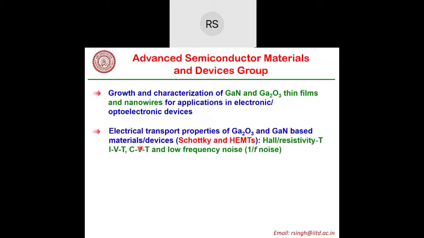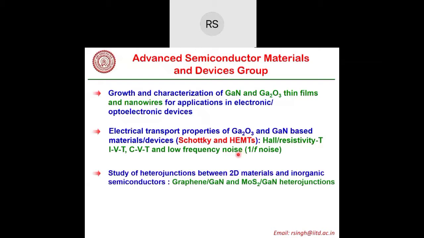The group also specializes in electrical transport properties of these materials, whether in thin film material, bulk material, or devices like Schottky diodes or high electron mobility transistors. We have all the facilities to characterize Hall, resistivity, IV, CV, low frequency noise as a function of temperature also, starting from liquid nitrogen to room temperature and a little bit above that.